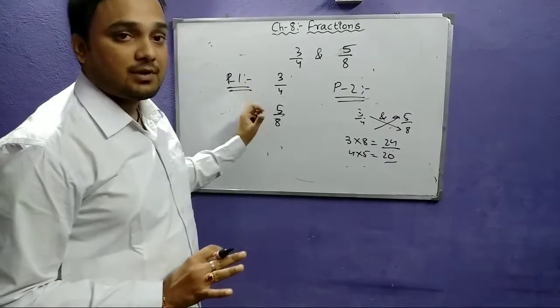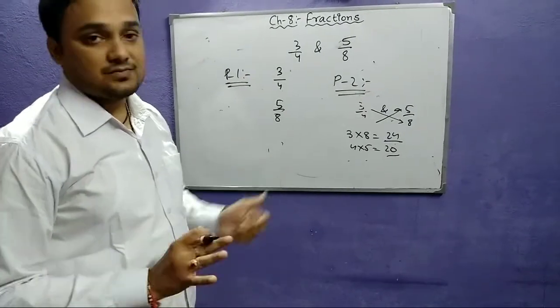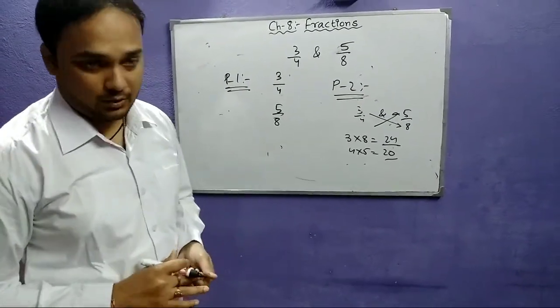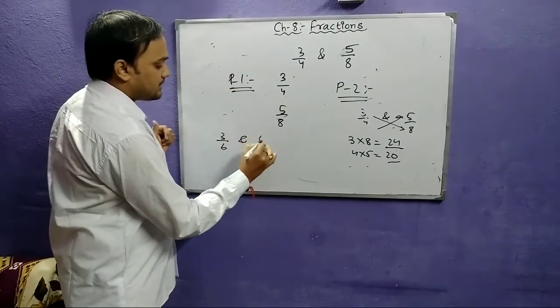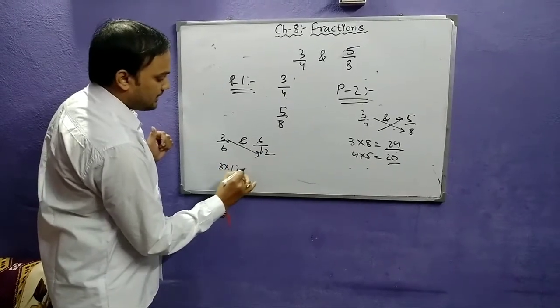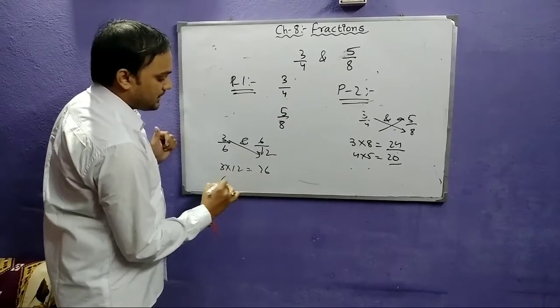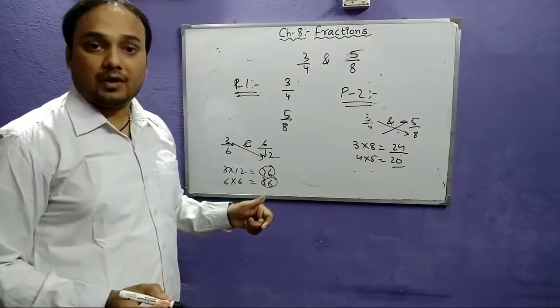And in process number 1, you have to convert both the fractions into the simplest form, and then see whether the result is the same or not. Like I took before, one fraction 3 by 6 and 6 by 12. You can see here 3 into 12 is 36 and 6 into 6 is 36. Both are the same, so we can say that they are equivalent fractions.